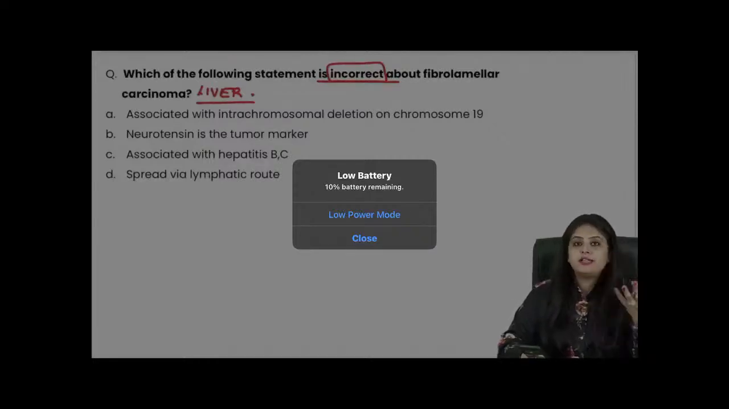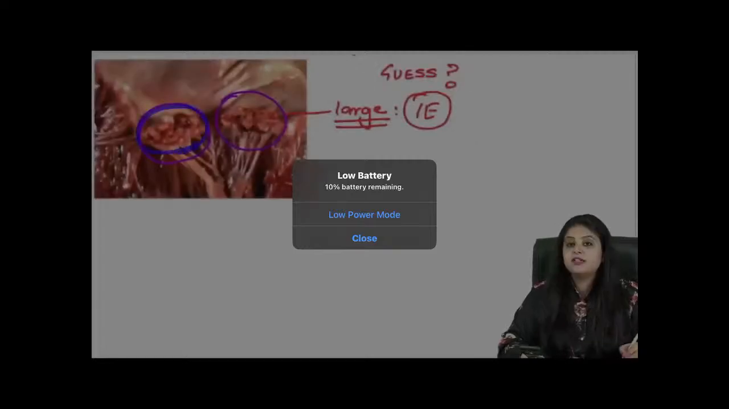Quickly tell me where else owl-eye appearance is seen. Two owl-eye cells you already know: one is the Reed-Sternberg cell, one is cytomegalovirus. The third owl-eye of your life, which I have told you, is the Anitschkow cell. Okay, now this set of questions is done. I can take you to the next question, which is a little tough but important.